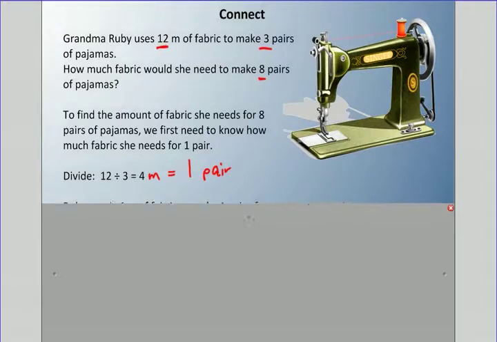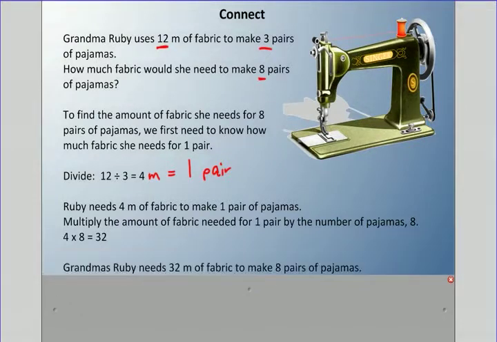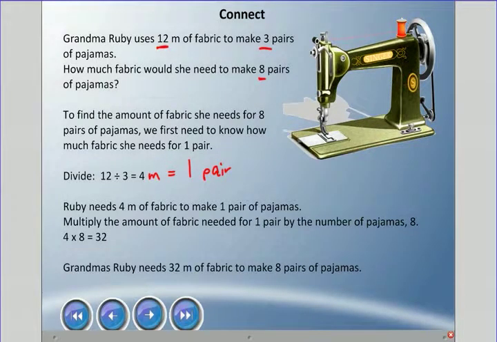And using that information now, we can find out the number for 8, because we knew 4 is for 1 and we have 8 pajamas to do. We do 4 times 8. She will need 32 meters of fabric to make the 8 pairs of pajamas. So again, we had an amount to make, 12 meters for 3 pairs, but we needed to figure out what 1 pair is in order to find 8.